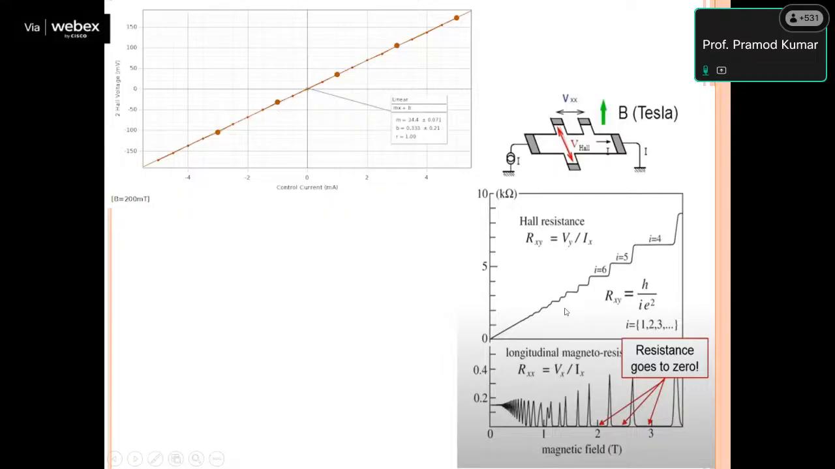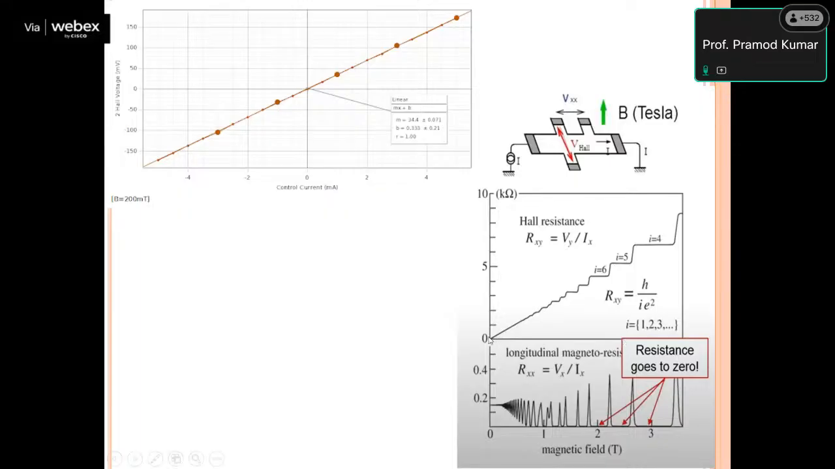Normally, any two-dimensional material shows this behavior. So this is the transverse resistance. Transverse resistance equals V_y by I_x, where I_x is the current flowing along the x-axis. V_y is the Hall voltage, or the perpendicular voltage with respect to the current and the magnetic field.